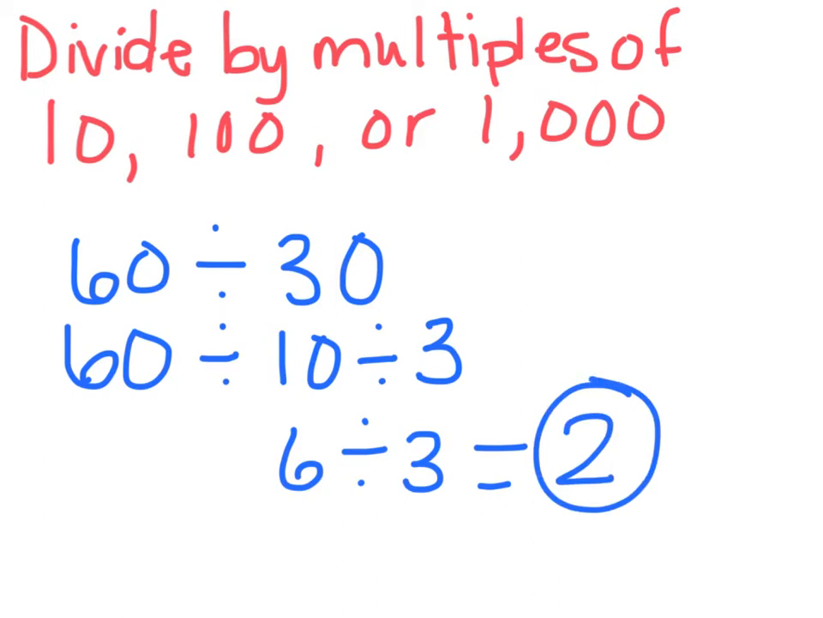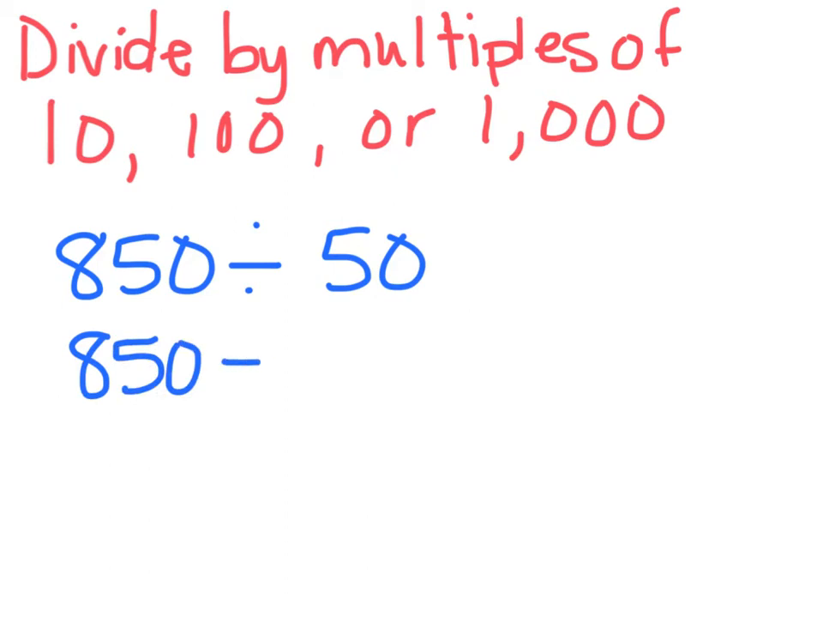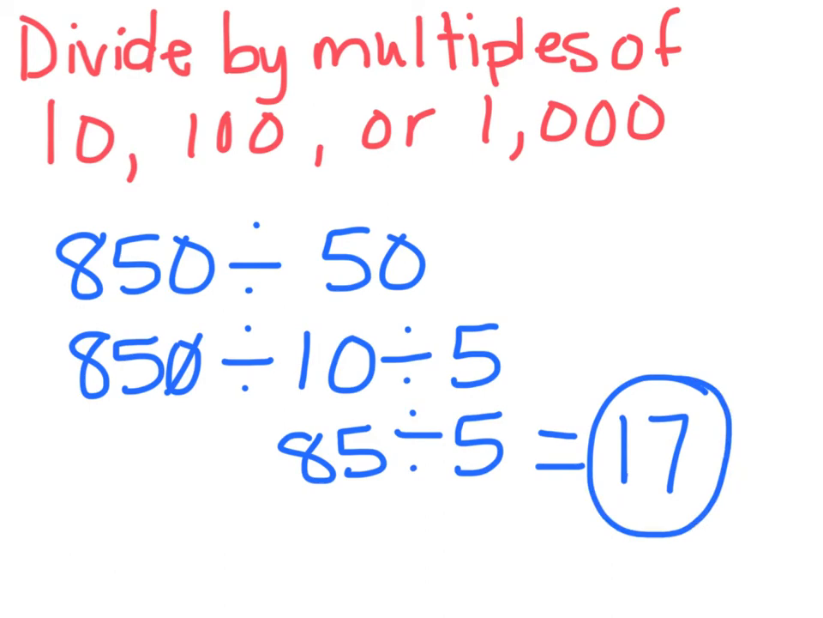Let's try another. What is the quotient of 850 divided by 50? Once again, let's use breaking to help us solve this problem. 850, and let's rewrite 50 as 10 groups of 5. 850 divided by 10, well, our rule of 10 tells us we simply take off a 0, right? So now we have 85 divided by 5. What is 85 divided by 5? 17. Your answer is 17.